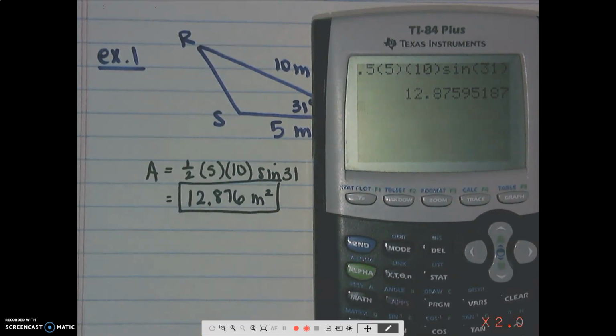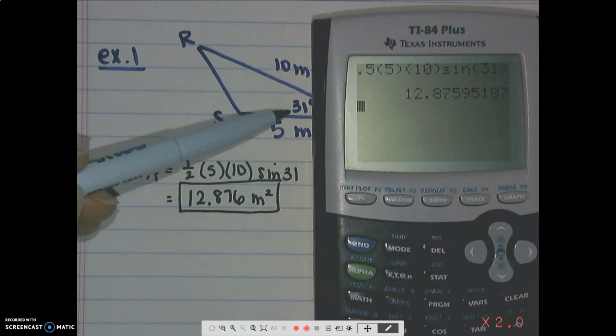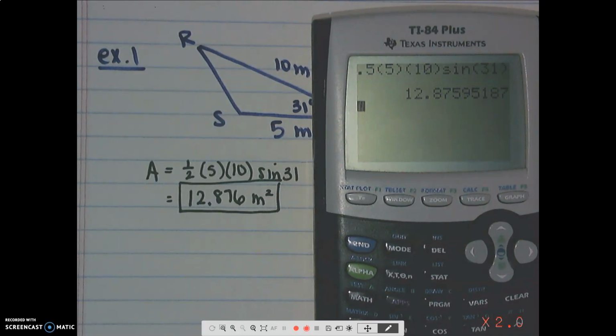Okay, so 1/2 times the two sides times the sine of the angle in between them. That is your area formula, and that's it.